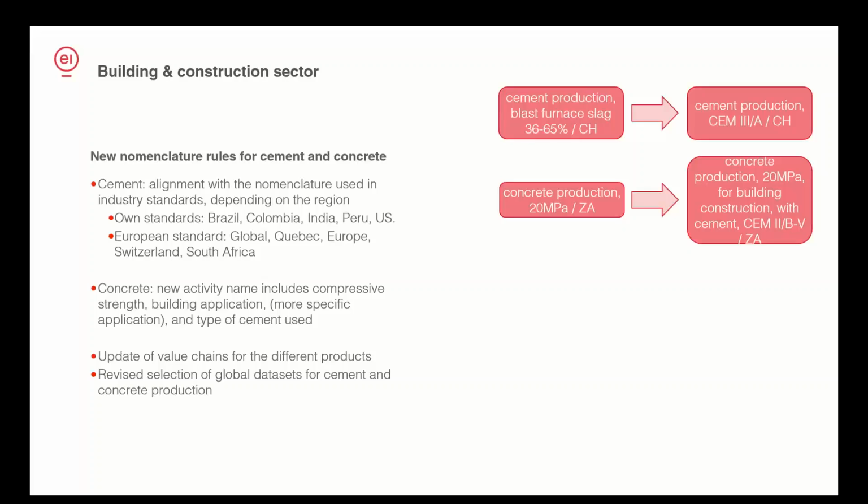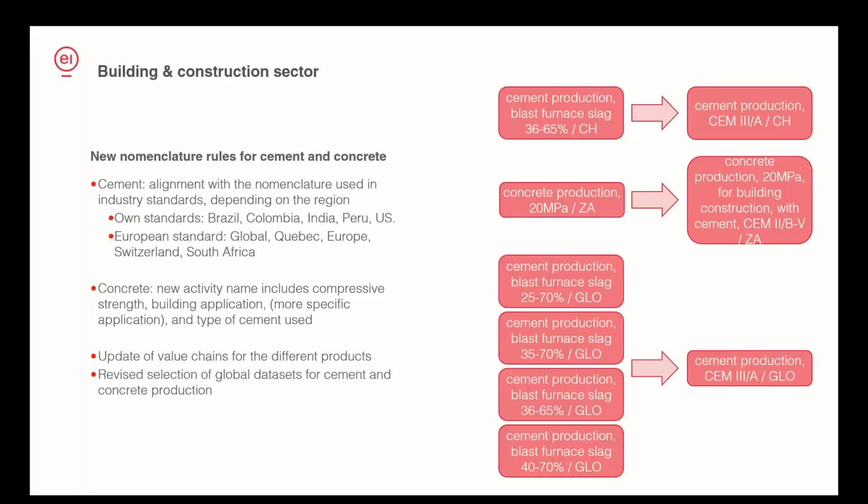In the case of the global value chain, what we have done is select one representative activity instead of having all of the regional activities represented as a global copy. That has meant the deletion of several global activities. If we take this example, in version 3.8 we would have cement production using blast furnace slag in different proportions as global copies of the regional specific activities. We have substituted all of those by one cement production SEM 3A.